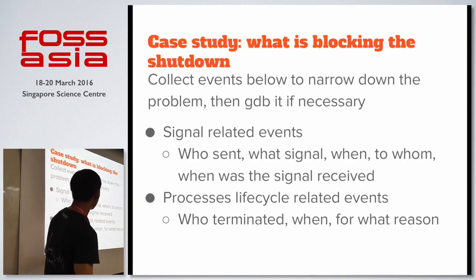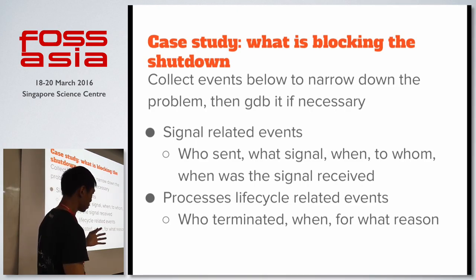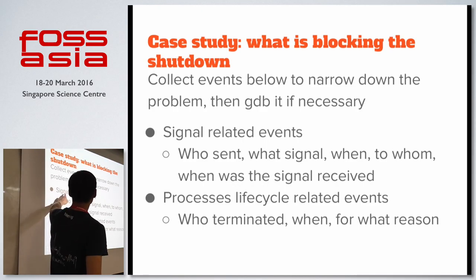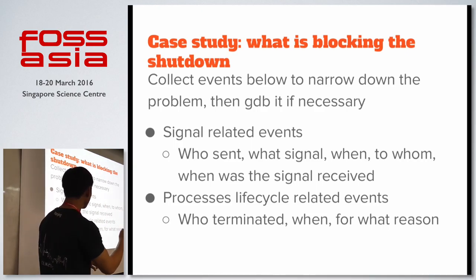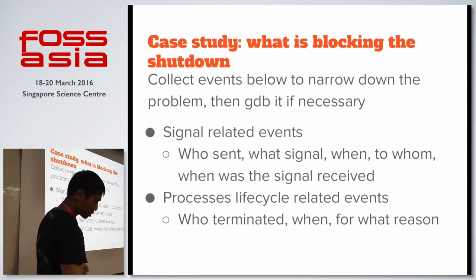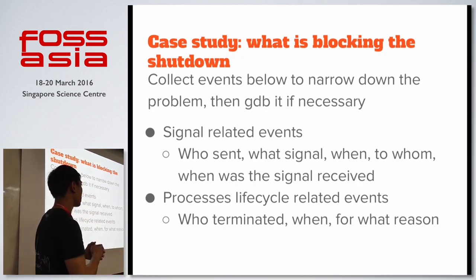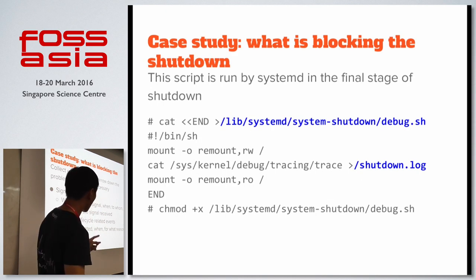So we need to collect some information to identify which process blocks the shutdown. Maybe the signal: who sent the signal, when it was sent, who received it, and when the process exited. Just this kind of information, I think, is enough to identify why the user session timed out and which process is blocking the shutdown.